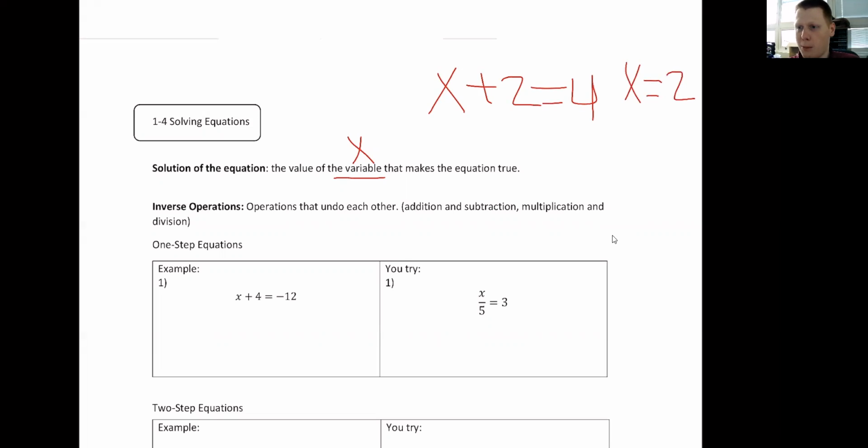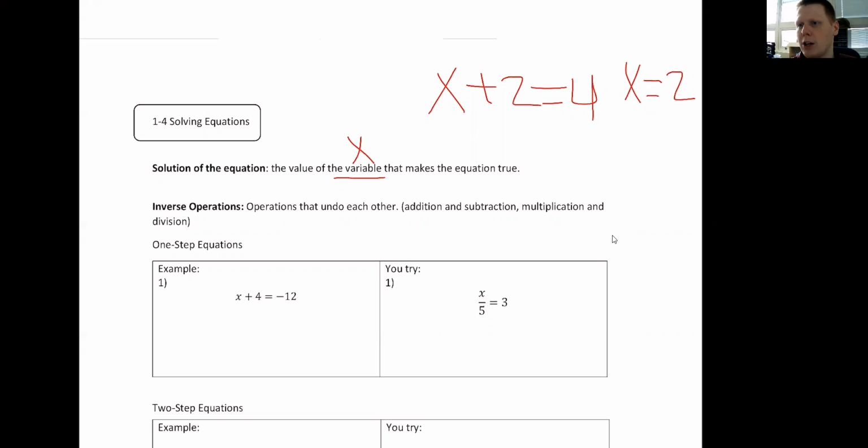There's other ways that we can solve these, but if you see the answer right away, that can save you some time. But most of the time when you solve equations, you're going to use something called inverse operations. That's the next vocabulary word. Inverse operations, remember, are operations that undo each other. So addition and subtraction are opposites and undo each other. Multiplication and division are inverse operations and undo each other.